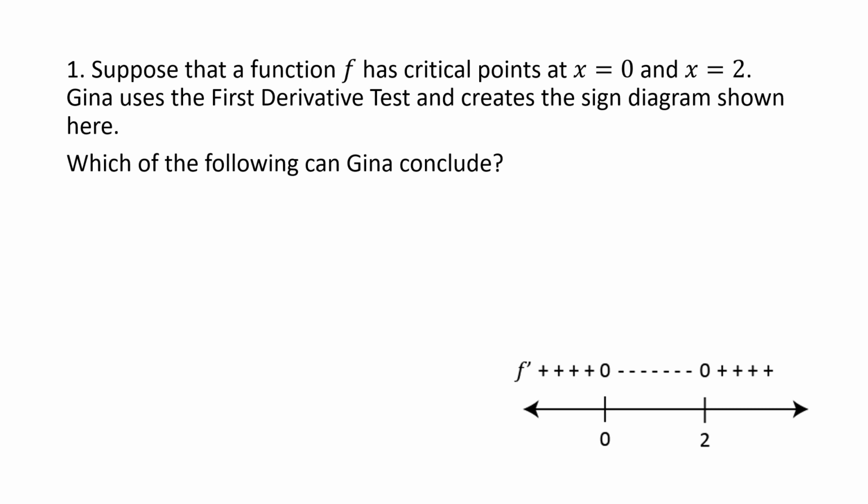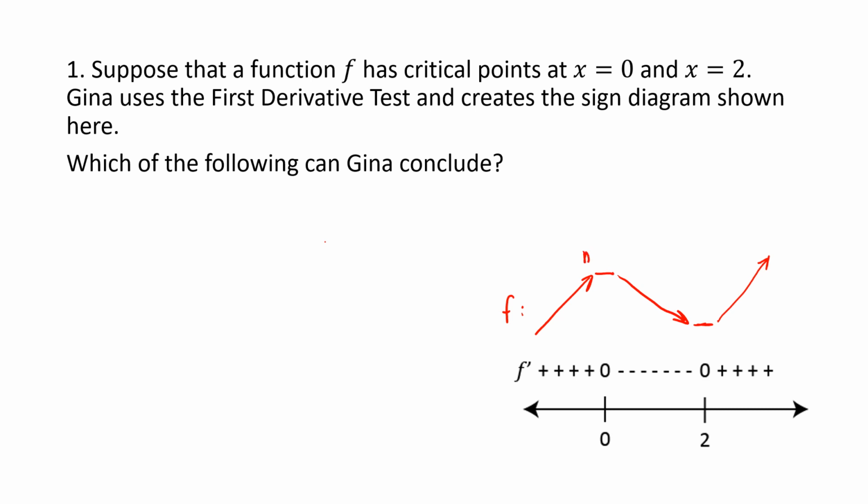So when we see this number line here, what we're seeing is that the information about f that we're being given is that when f prime is positive, f is going up. And when f prime is 0, f is flat. When f prime is negative, f is going down. And then when f prime is 0, f is flat. And then when f prime is positive, f is going back up again.